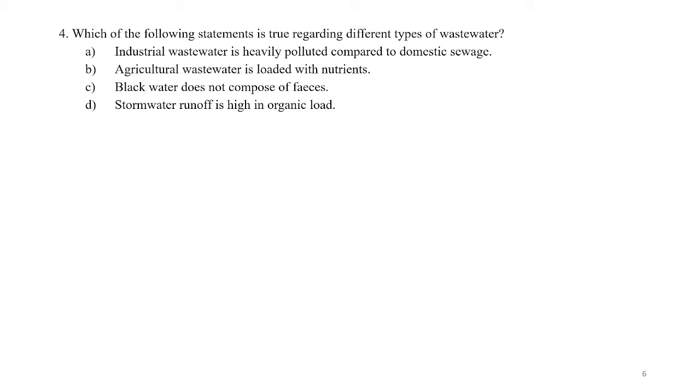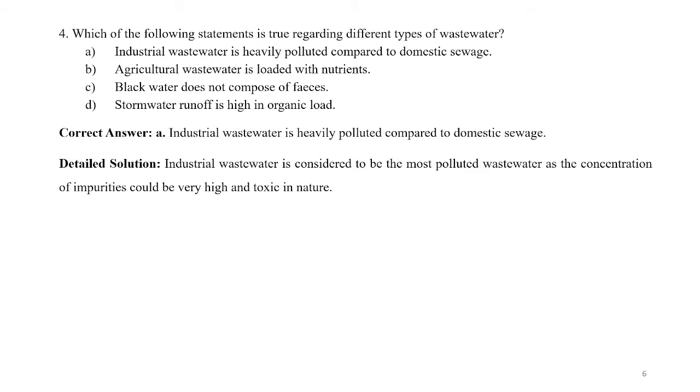A. So let us move on to the solution. The correct answer is A. Industrial wastewater is heavily polluted compared to domestic sewage. This is the right answer for the question. Industrial wastewater is considered to be the most polluted wastewater, as the concentration of impurities could be very high and toxic in nature.